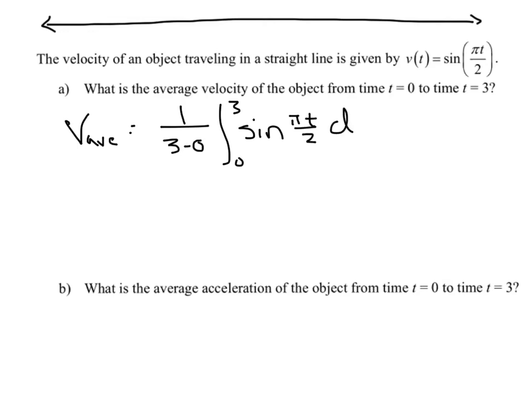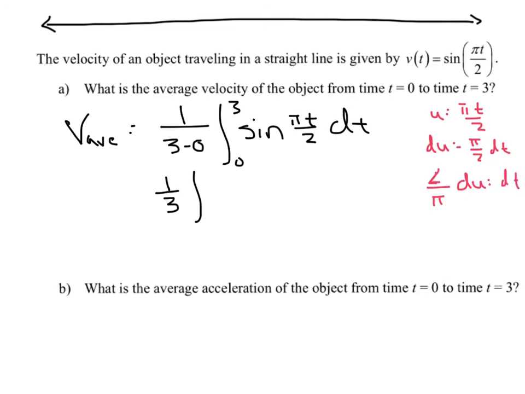So we can certainly do this one without the calculator. I've got a coefficient of 1/3. And you know what, I'm going to do a little bit of a u sub here. I'm going to say u equals pi times t divided by 2. Therefore, du is pi over 2 dt, which means 2 over pi times du equals dt. Alright, so let's plug it in.